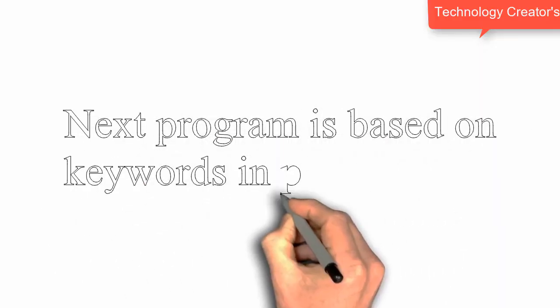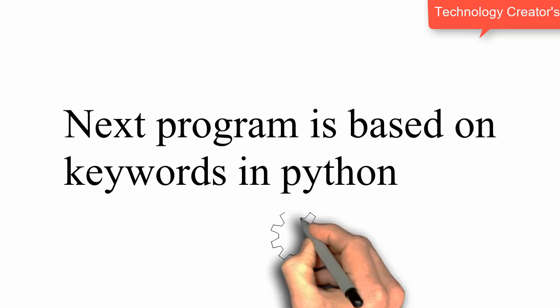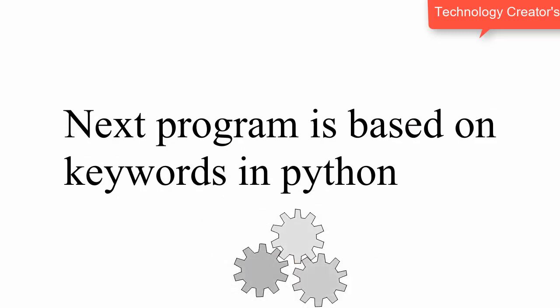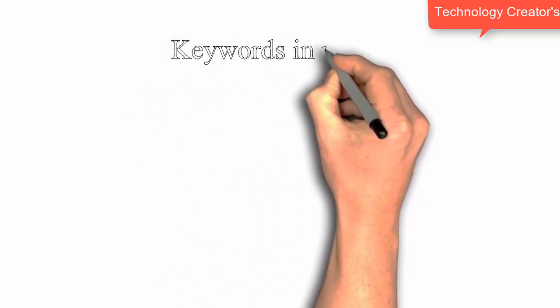Now the next is the keywords in Python. Python supports 33 keywords. All the keywords except True, False and None are in lowercase. Here is the chart.